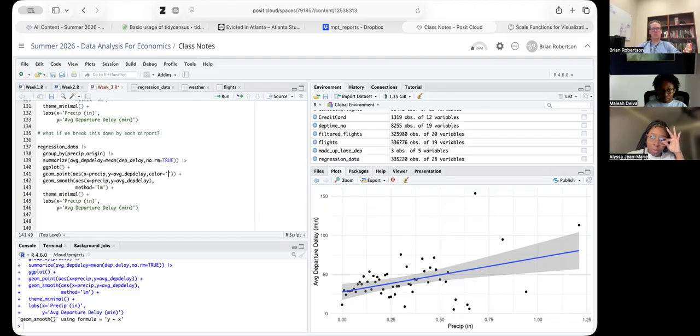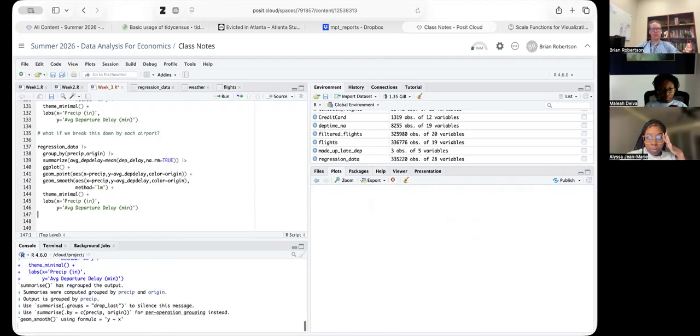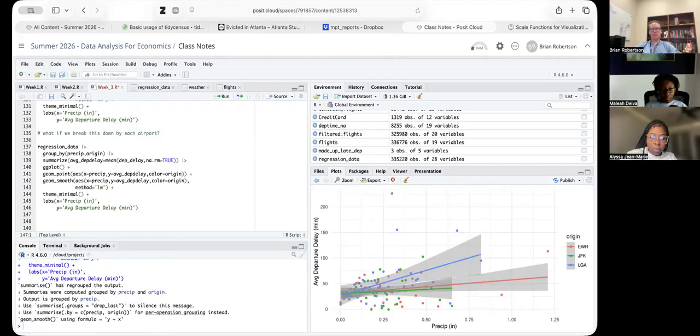Color equals origin. So I need to add color equals origin, and I want to do the same thing here: color equals origin. If I do that, I should get something that looks like this. You should have something that looks like this.